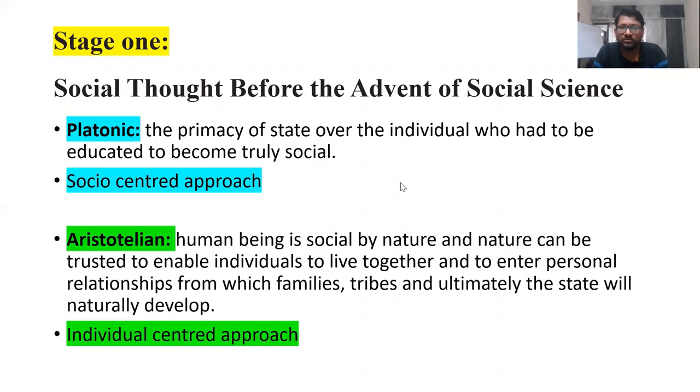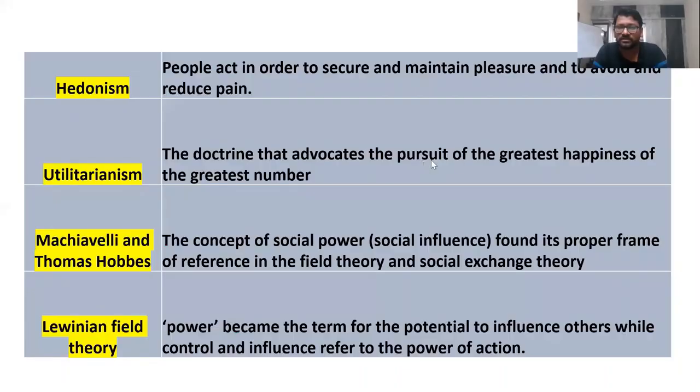So these are the two social thoughts before the advent of social science, and there were other schools of thought put forth here. Hedonism, which states that people act in order to secure and maintain pleasure and to avoid and reduce pain. So here we are defining how individuals interact with other individuals and groups within the society framework, or whether society is influencing the individual or the individual is influencing society. So either it is a socio-centered approach or a person-centered, individual-centered approach.